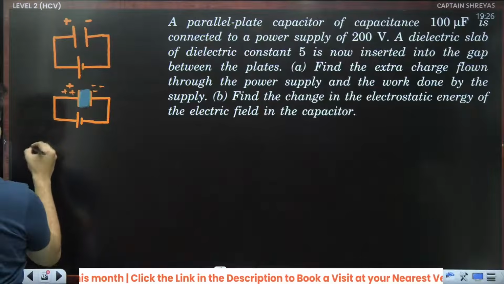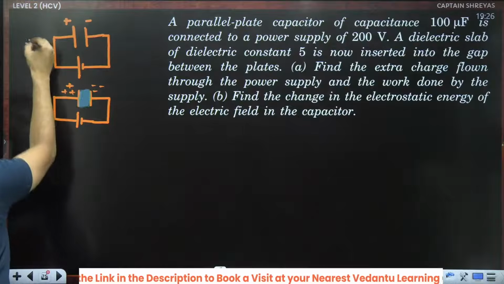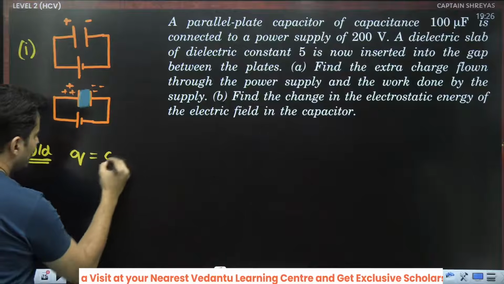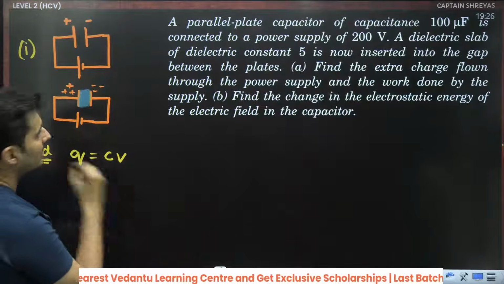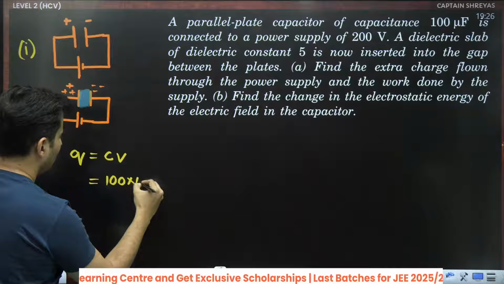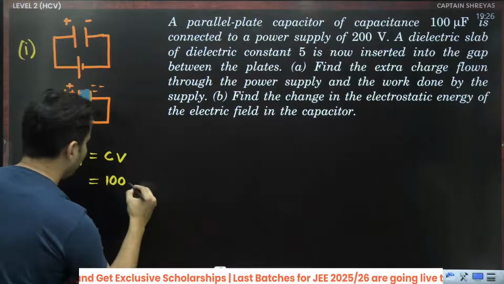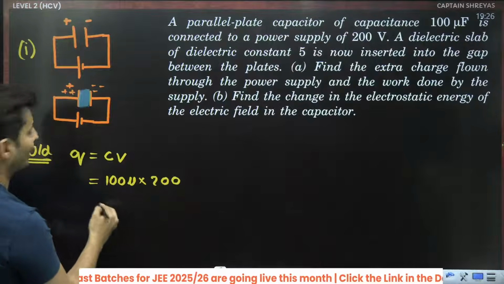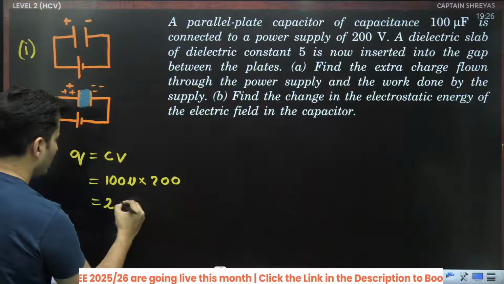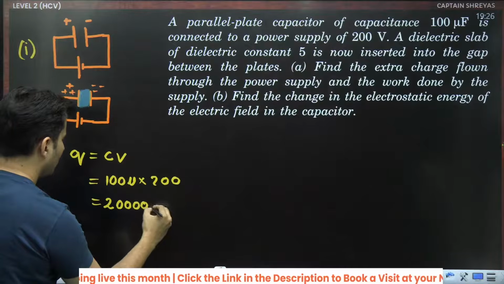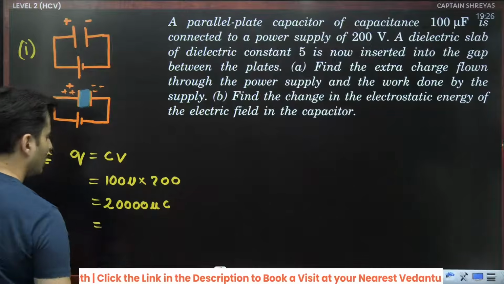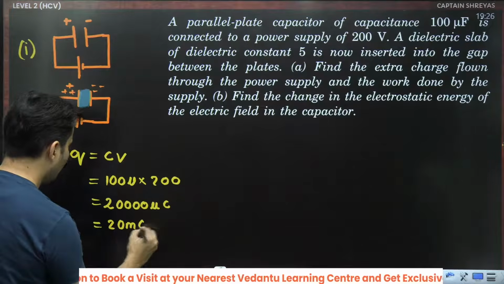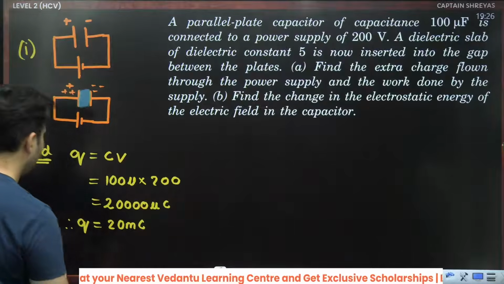If you consider the old scenario, the first scenario, when nothing was there, then charge will be CV, capacitance 100 micro, voltage 200, so it will become 20000 micro coulomb, which, if you take these three zeros, will just become 20 millicoulomb of charge. That is your old charge.